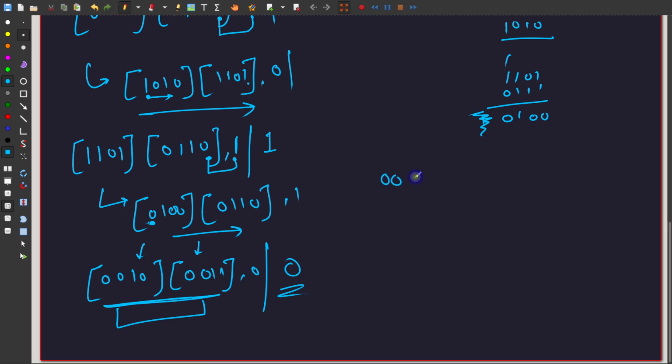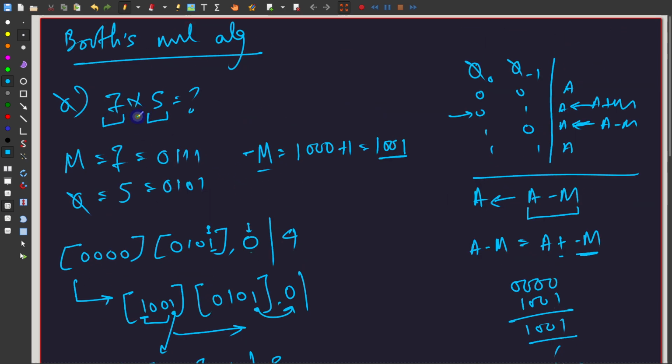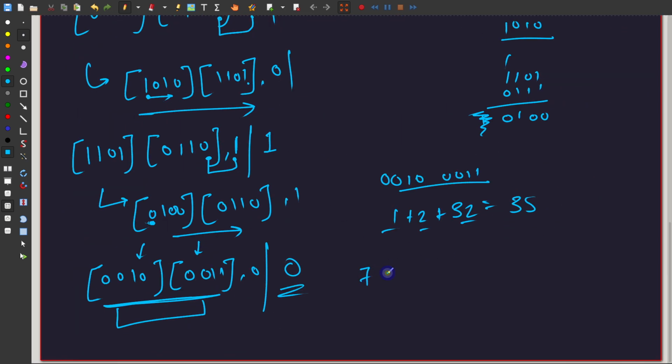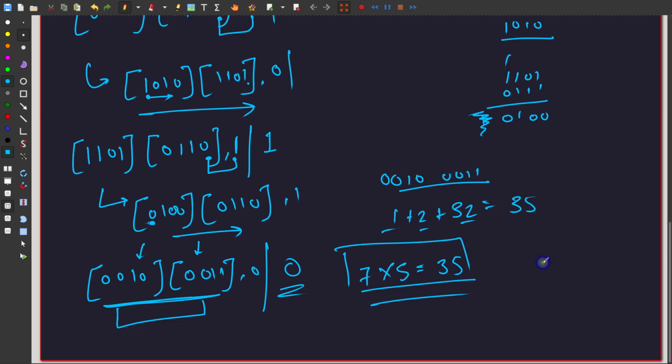So 0010 0011 is the answer. Now what is the answer then? Let's verify. That is 1 plus 2 plus 4, 8, 16 and 32. What is that equal to? 32 plus 2 plus 1 is simply 35. Now is that correct? Let's check. The original question was 7 times 5 is equal to, and we got 35, and clearly we can use a calculator, multiplication table or whatever, and yeah, this checks out. This is correct. So this is the answer.